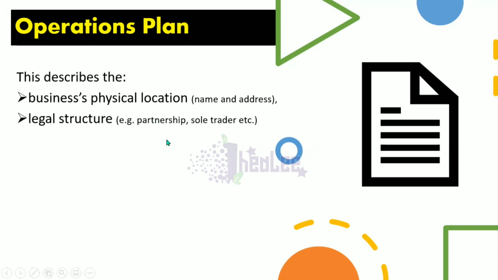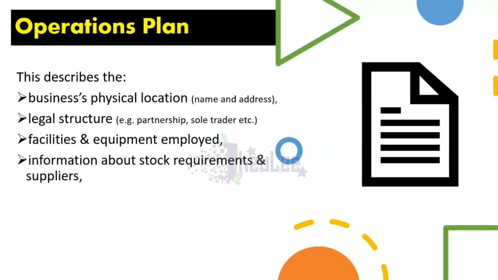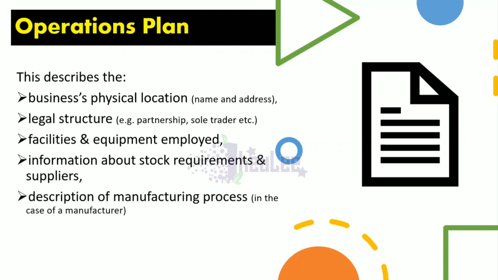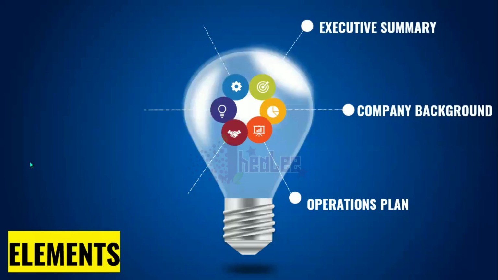Also, the operations plan describes the facilities and equipment employed, information about the stock requirements and suppliers, and the description of manufacturing processes. And this is in the case of a manufacturer. We are going to look at another element, and that is the marketing plan. Very important element right there.